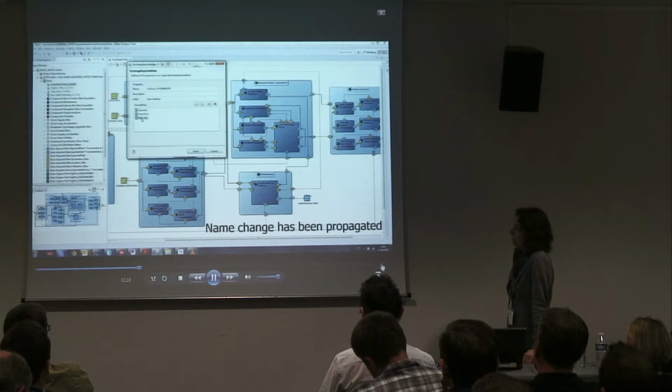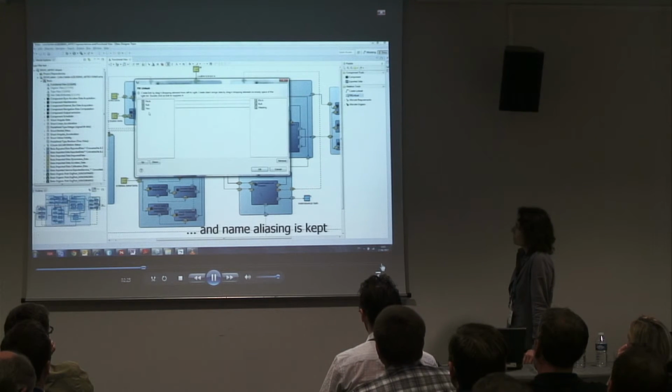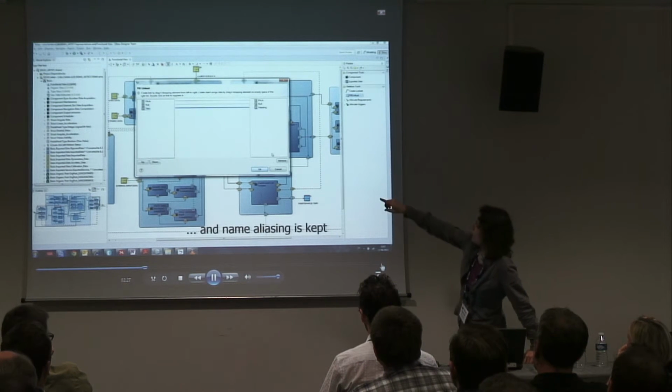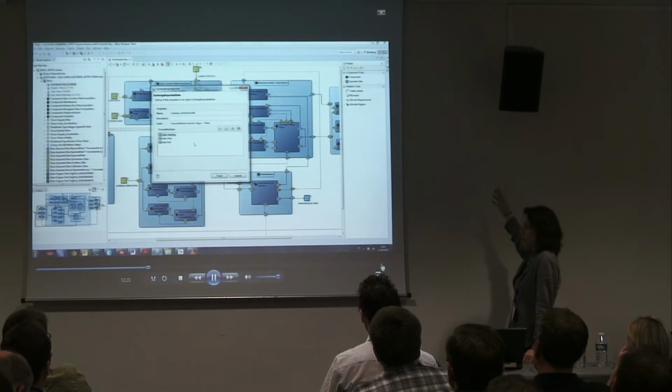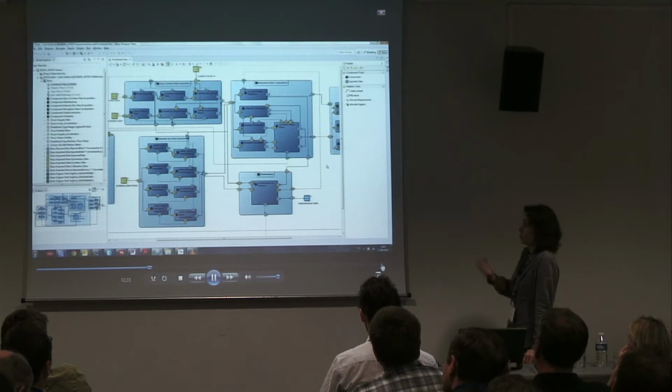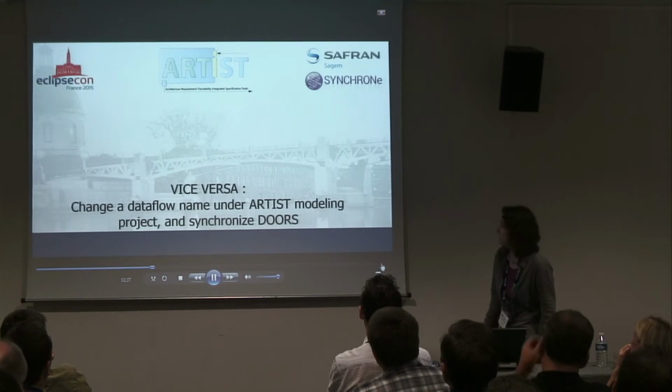And then the data has been totally changed under Sirius, but aliasing is kept. That is to say, typically, you have two different developers. One is using the heading name, and the other has decided to change it into yaw. The data is the same, and the flow is kept.